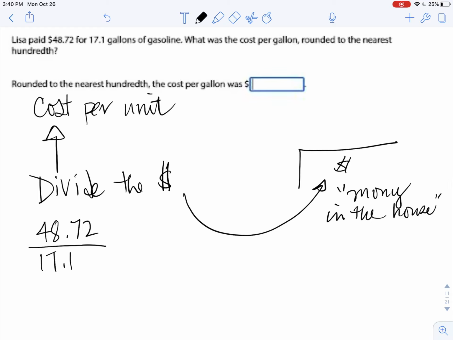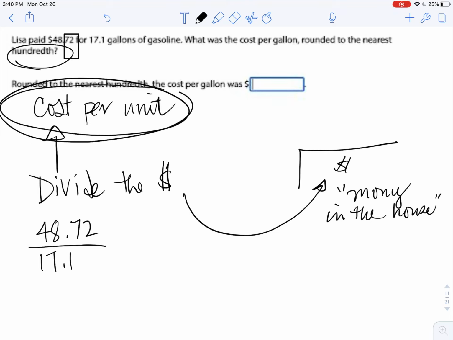Okay, Lisa paid $48.72 for 17.1 gallons of gas. What was the cost per gallon rounded to the nearest hundredth? This is so important because money means we have to round to the nearest hundredth, because money only has 2 digits. So we're going to divide 48.72 by 17.1. When you're finding cost per unit, always make sure that you put the money in the house. That means the 48.72 goes in the house.